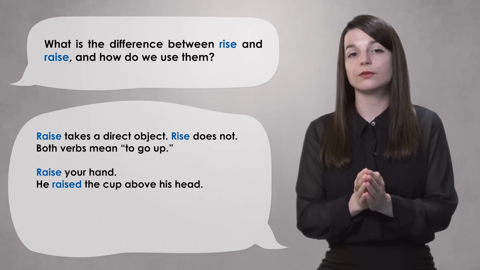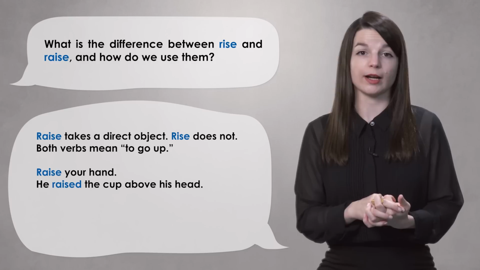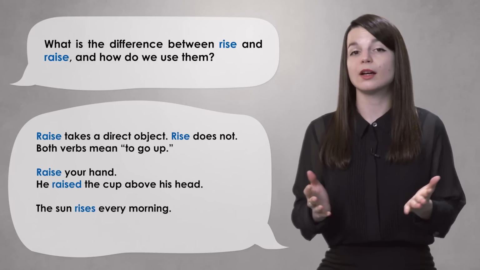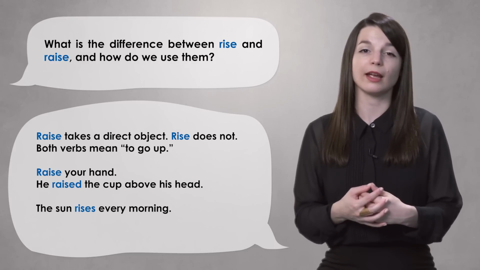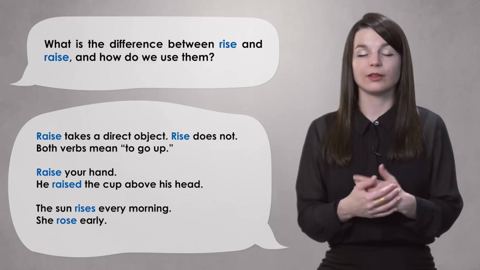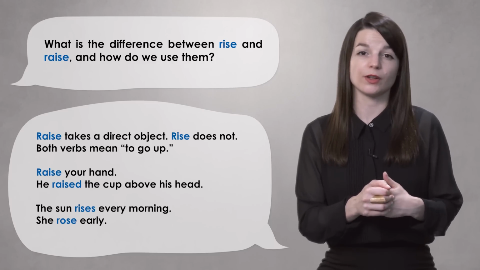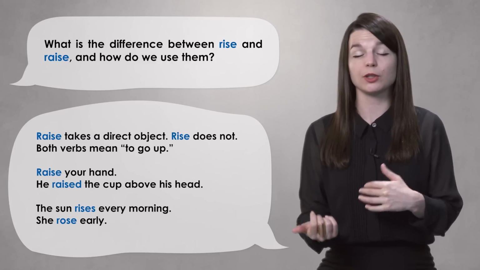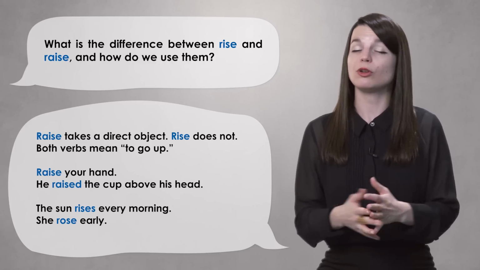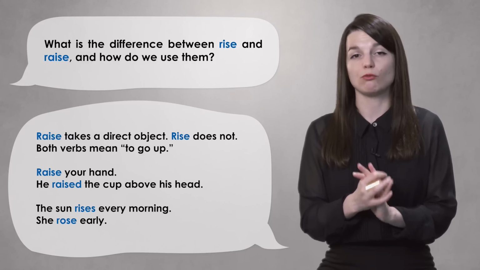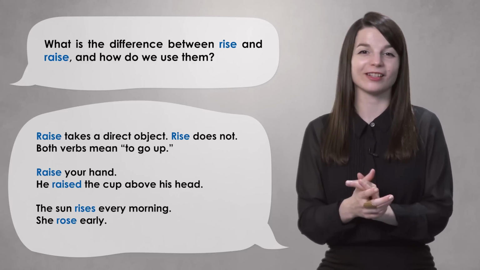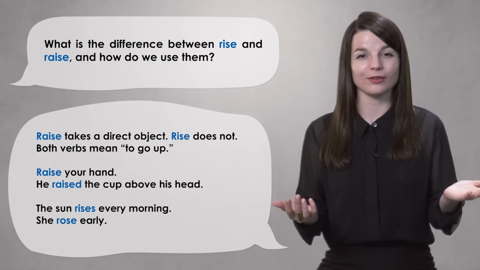In contrast, the verb rise does not take a direct object. For example, the sun rises every morning, and she rose early. There's no direct object in either of those. So when you have a direct object, you can use raise. When you don't have a direct object, you can use rise. I hope that this helps you understand the difference. Thanks very much for the question. Okay, let's move on to your next question.